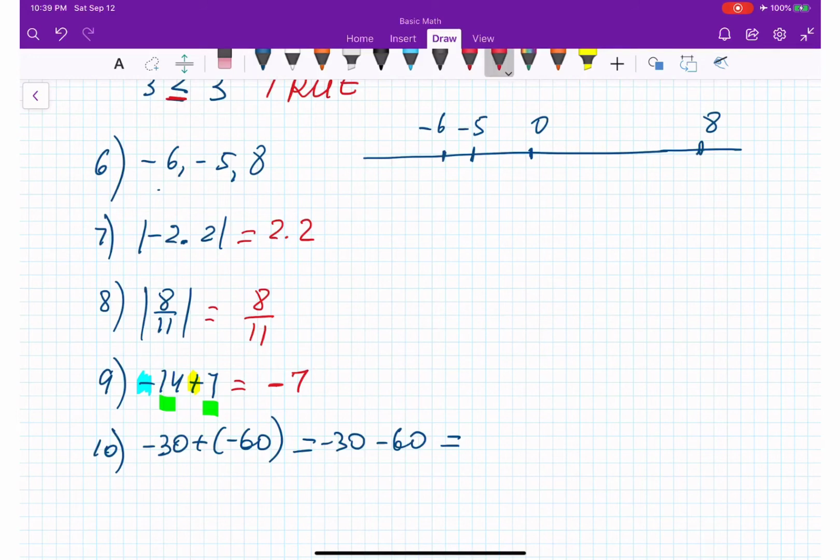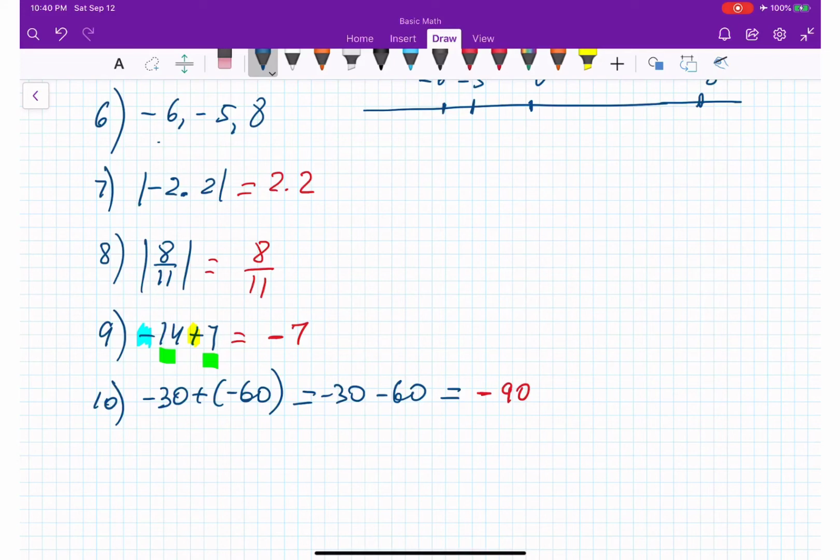If I add, it's going to be 90. And since both of them are negative, there is nothing to choose from. It's going to be negative. Okay? So if numbers have the same sign, we add and use the sign these both numbers have, which is, in this case, both numbers have negative.